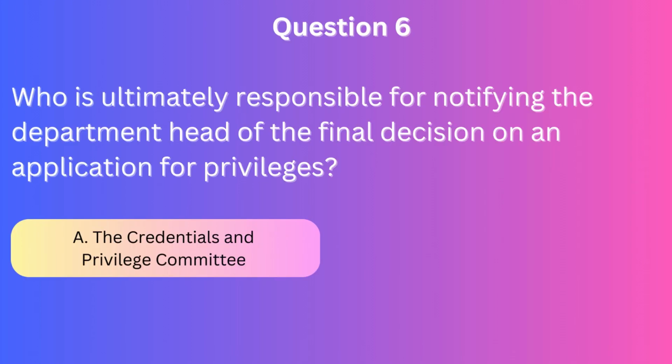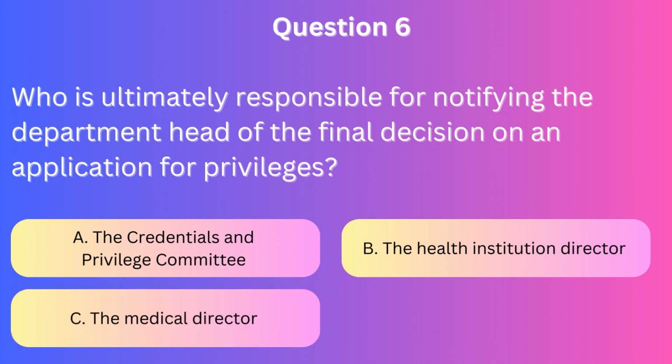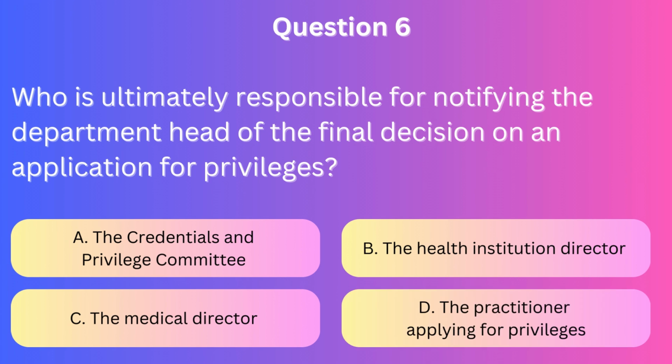6. Who is ultimately responsible for notifying the department head of the final decision on an application for privileges? A. The Credentials and Privilege Committee. B. The Health Institution Director. C. The Medical Director. D. The practitioner applying for privileges.